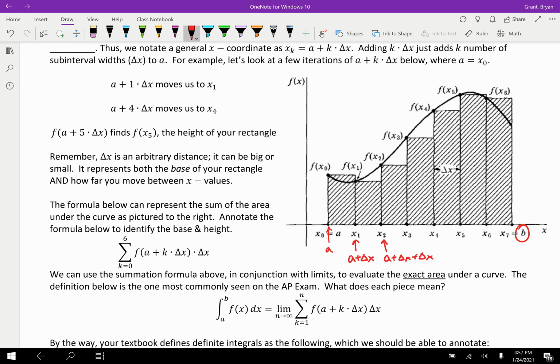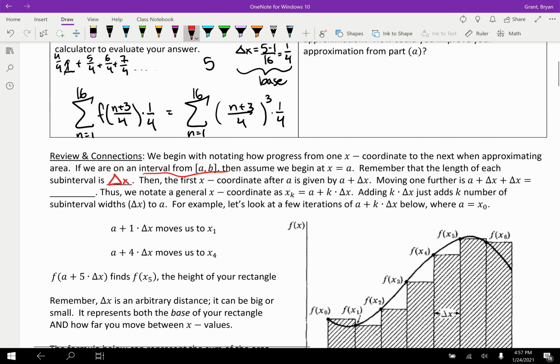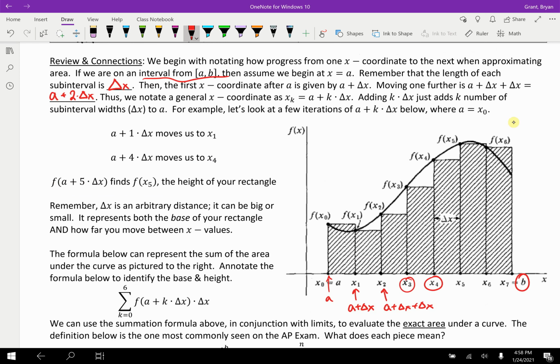to the next one. Of course, writing A plus delta x plus delta x is a little bit excessive because we can simplify that down to A plus 2 of those delta x's. And so we actually notate a general x-coordinate in this as x sub k, where the sub k is just representing an x-coordinate, and it is given by A plus k of those delta x's. Adding k delta x's just adds k number of subinterval widths, so let's look at a couple examples down below.